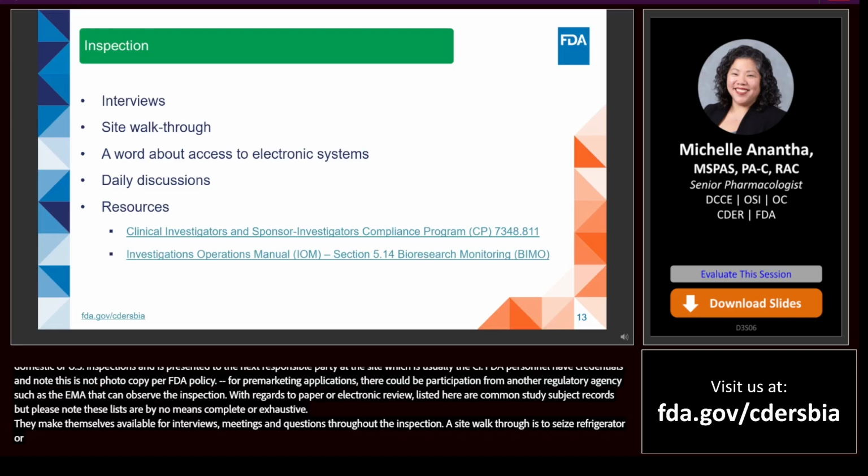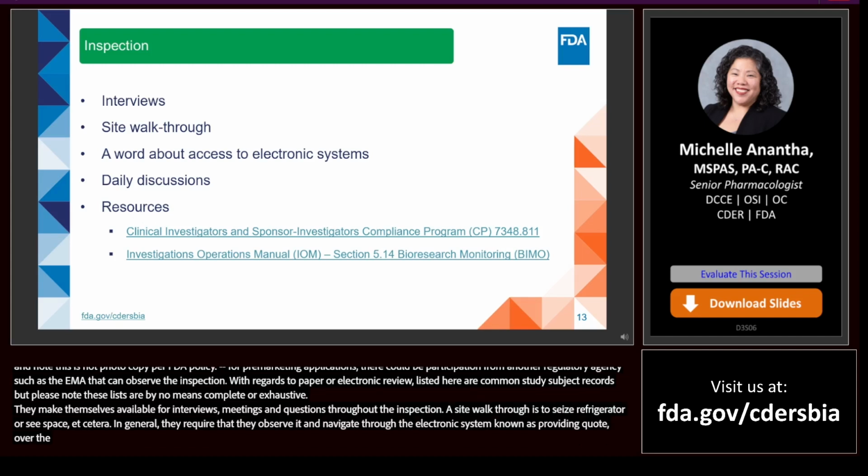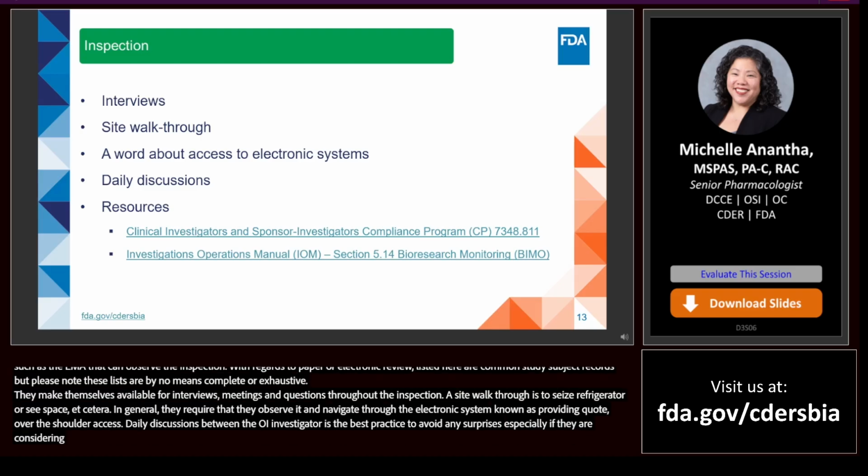In general, FDA procedures require that the OII investigator observe study staff access and navigate through an electronic system. This is also known as providing, quote, over-the-shoulder access. Daily discussions between the OII investigator and site staff is a best practice to avoid any surprises at the end of the inspection, especially if the investigator is considering issuance of a Form FDA 483.